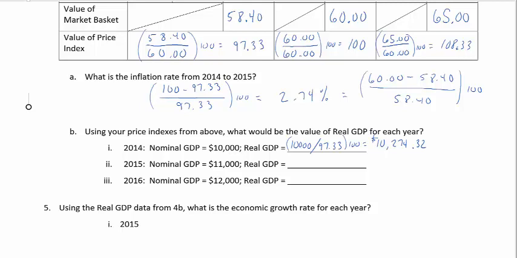Okay, for 2015, our real GDP is just 11,000. Because remember, nominal and real are going to be the same number in the base year. And we were told previously that the base year was 2015.